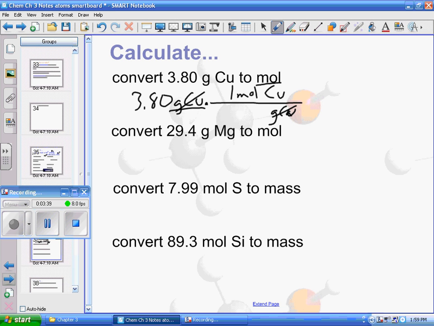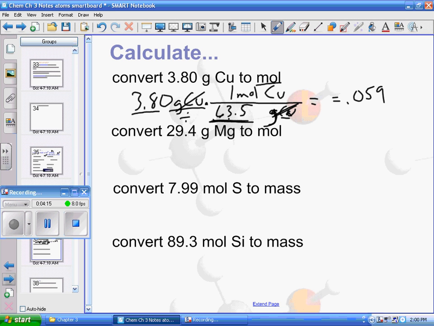The question is, if I have blank grams of something, where do I find that? That's the periodic table. When I look up the molar mass of copper, it's 63.5. So now, since this number is on the bottom, I'm going to take 3.80 and divide by 63.5, and it gives me an answer. Let me crunch it in my calculator. 3.8 divided by 63.5 gives me 0.059.